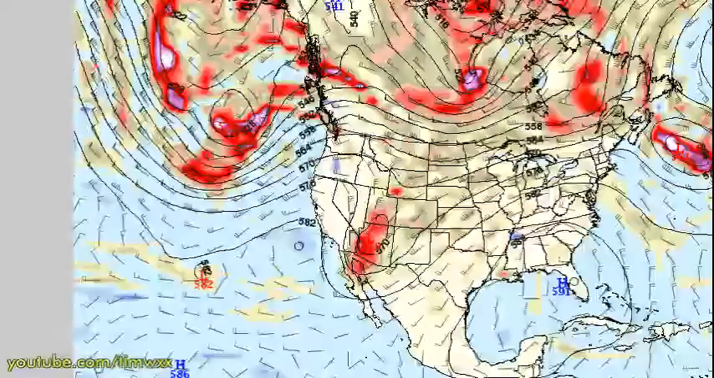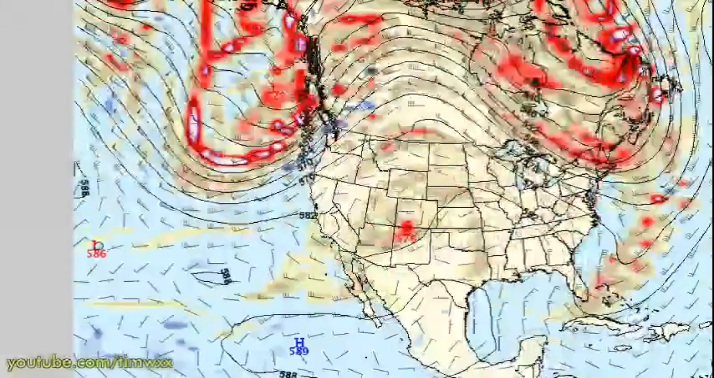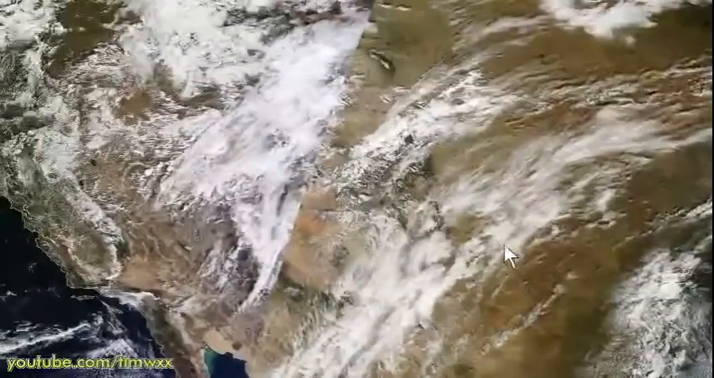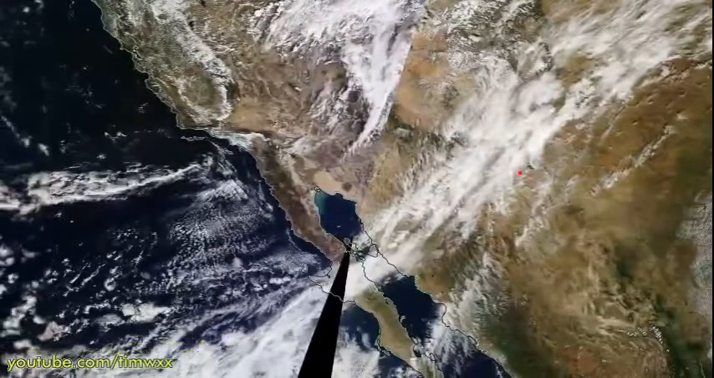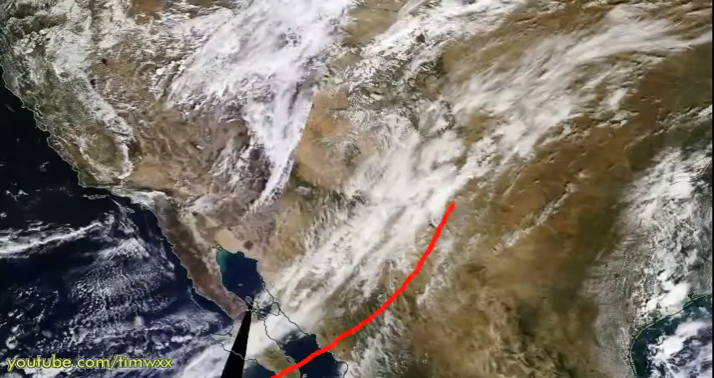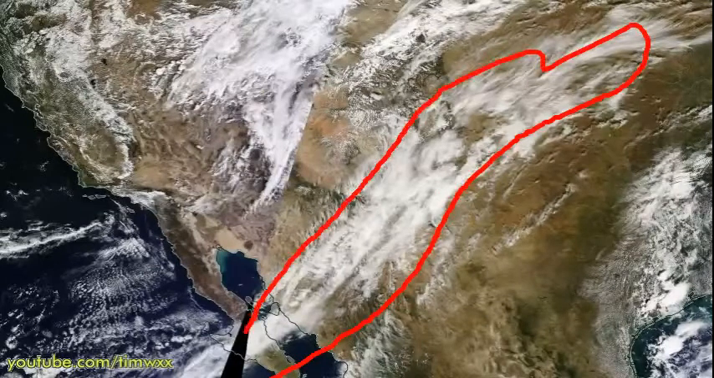All right, let's see. Do we have anything else to look at? We'll take a quick look at the satellite. There we go. We've got a jet stream cloud signature. See this area of cirrus coming up from Sonora. So the jet's going to be on the back side of that, kind of like that.